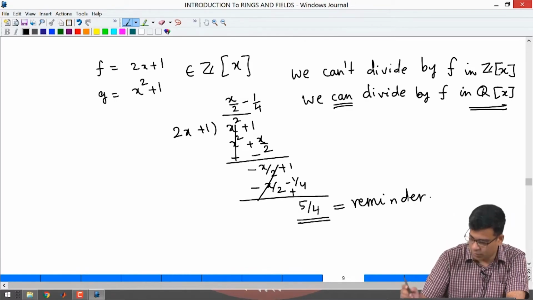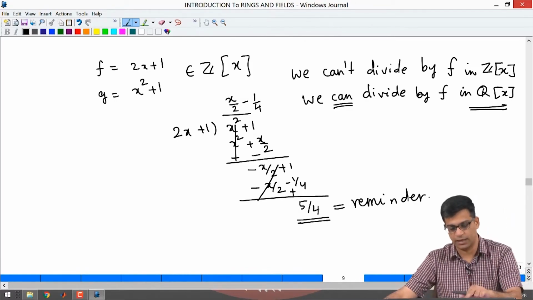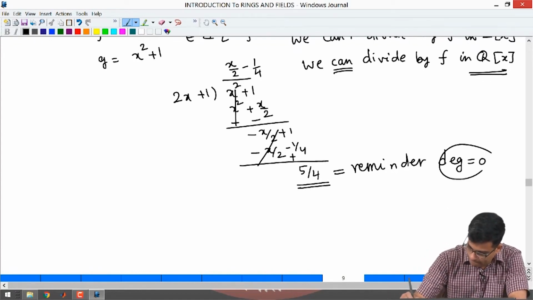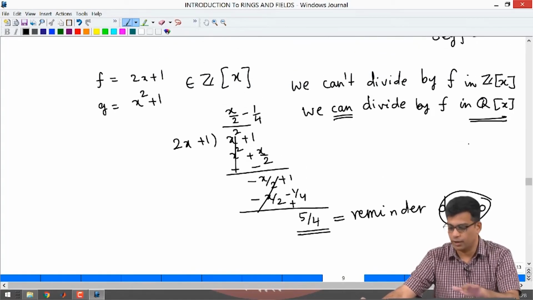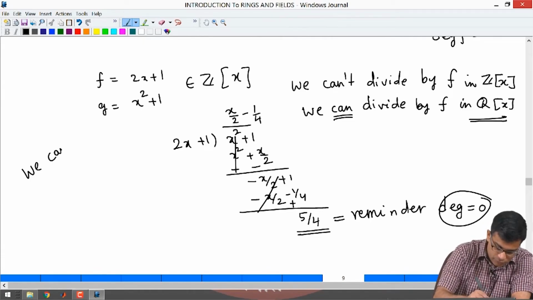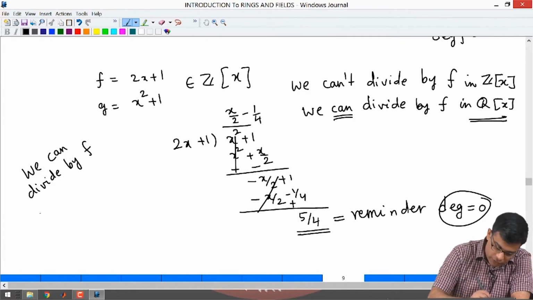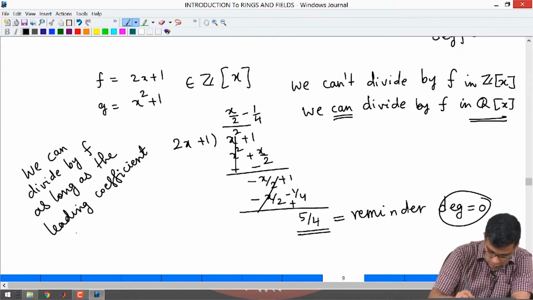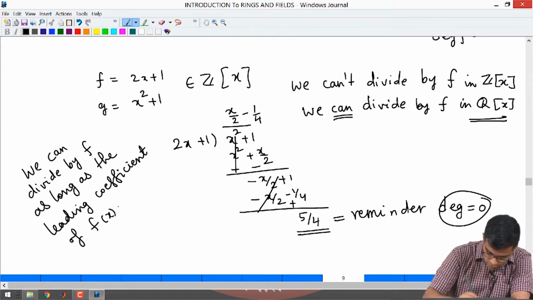Remember, the remainder should have degree strictly less than the degree of 2x plus 1. In this case it is correct. The degree is 0, correct. So, we can divide in Q[x]. In fact, the statement should be that we can divide by f as long as the leading coefficient of f is a unit.